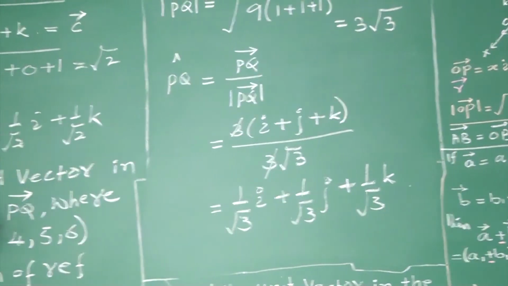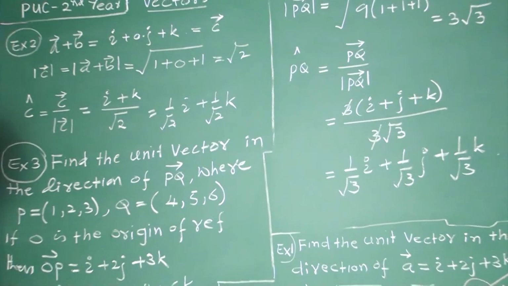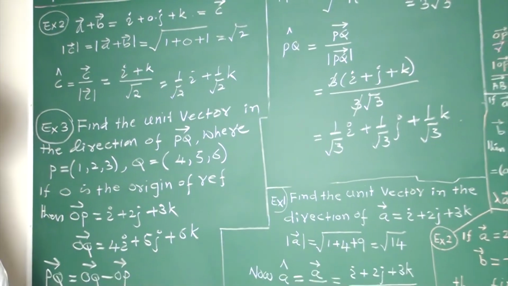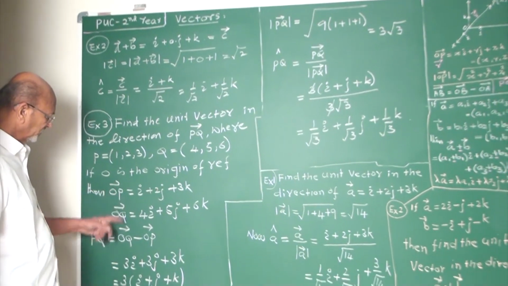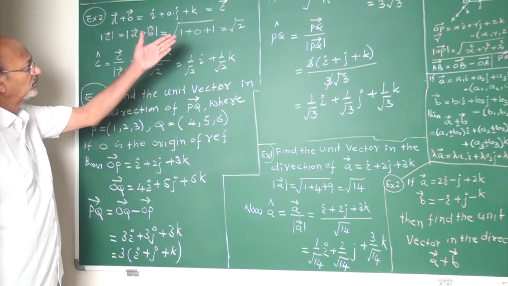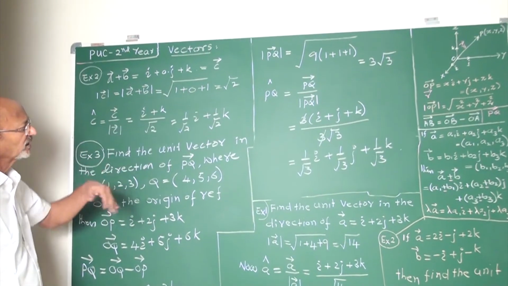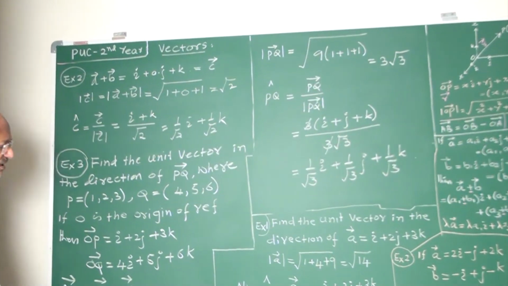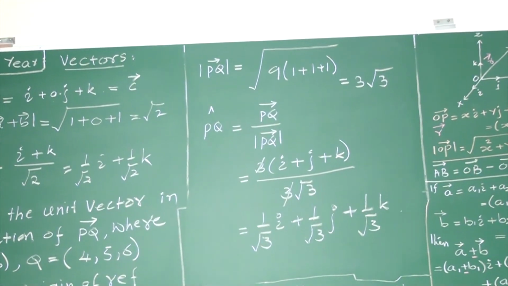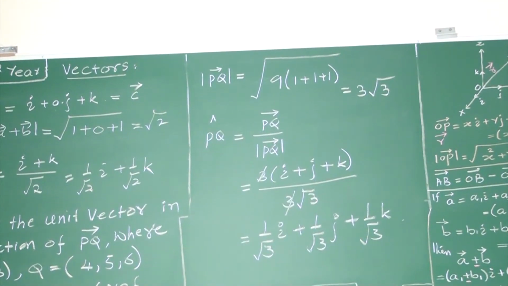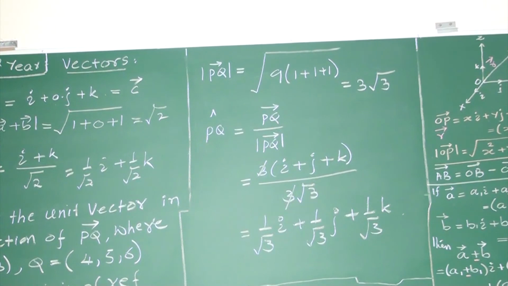Yes, my friends, it comes under a 2 mark question. Otherwise 3 mark. OP, OQ, PQ is 1 mark. Magnitude and this formula, they may give even under a 3 mark question also. 2 mark, otherwise 3 mark questions, my friends.